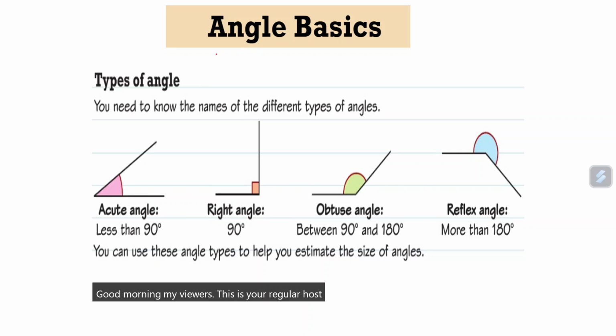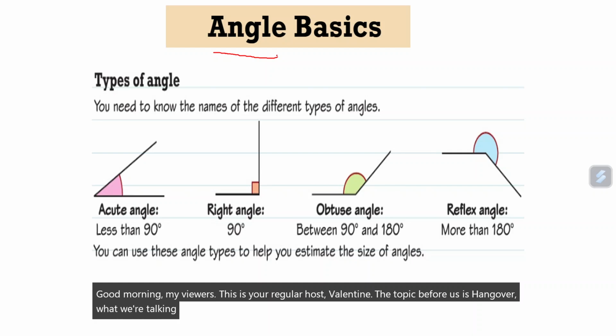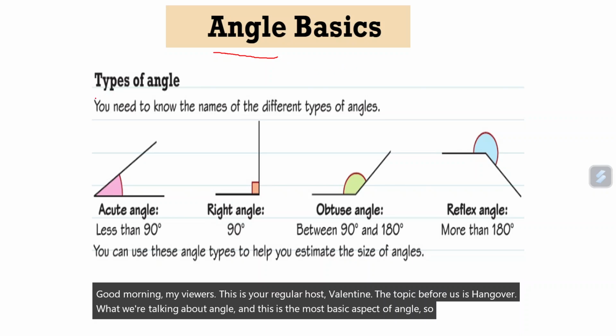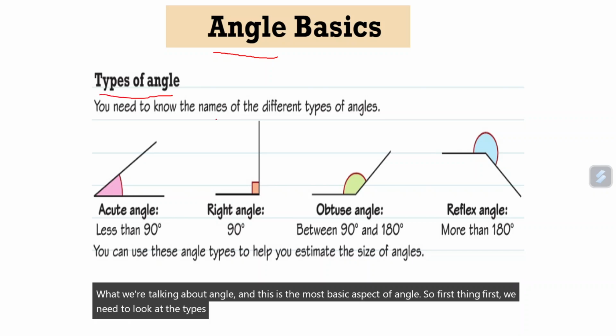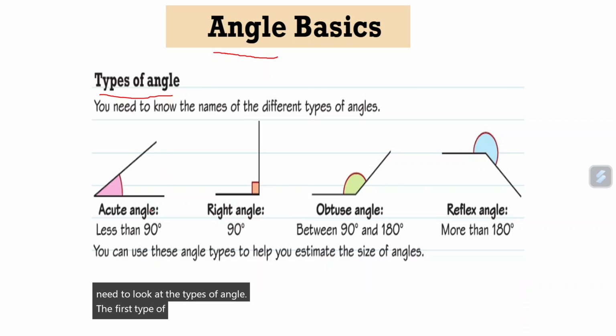The topic before us is angle. We'll be talking about angle, and this is the most basic aspect of angle. So, first things first, we need to look at the types of angle. The first type of angle we'll be considering is the acute angle.